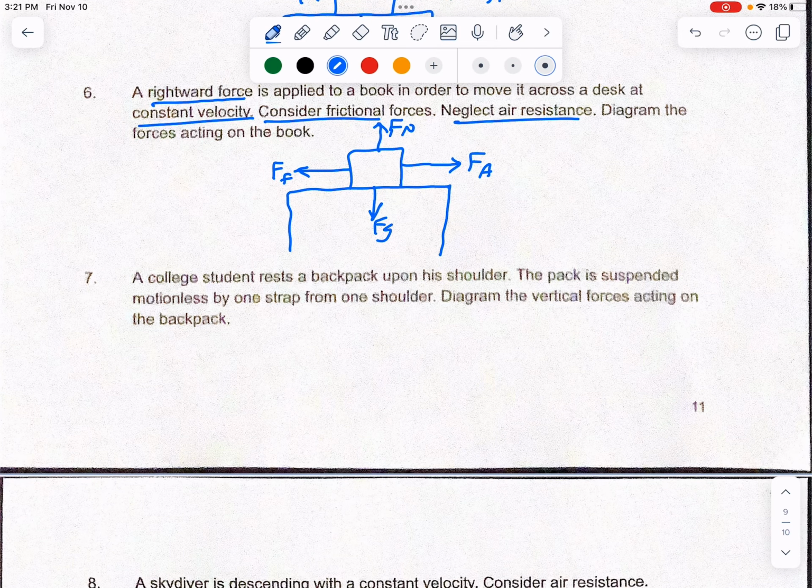Number 7, a college student rests a backpack on his shoulder. Okay, the pack is suspended motionless by one strap, so it's not moving, by one strap from his shoulder. So basically what we're going to do is we're going to say this is his backpack, this is his strap, okay, that's hanging from his shoulder. So that's going to be a tension force right there. And since it's not moving, that means it's staying still. That means that tension force and the force of gravity have equaled out. Okay, so those would be the same. And that's it.